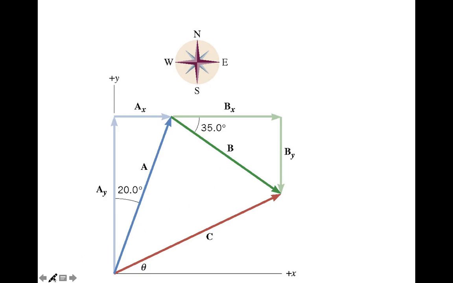And once you draw your sketch, then you are going to break up vector A into X and Y components, and you are going to break up vector B into X and Y components. So you just draw a right angled triangle for vector B, shown here, and you draw a right angled triangle for vector A, and that becomes the components of the vector.